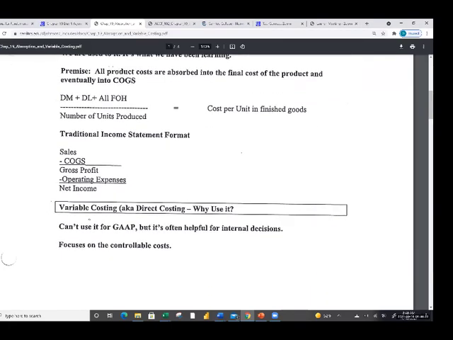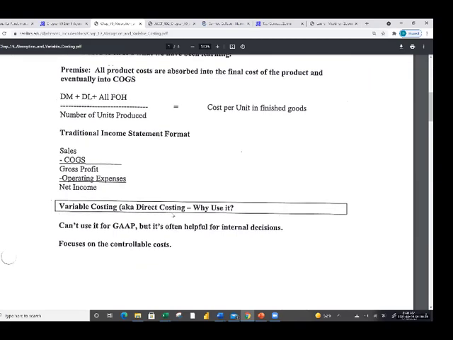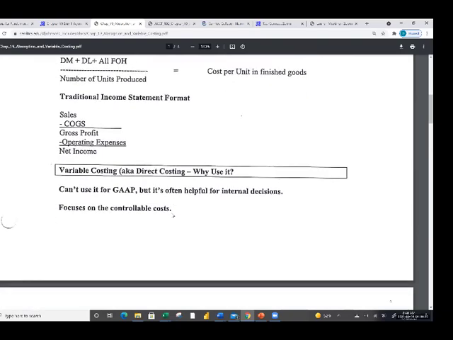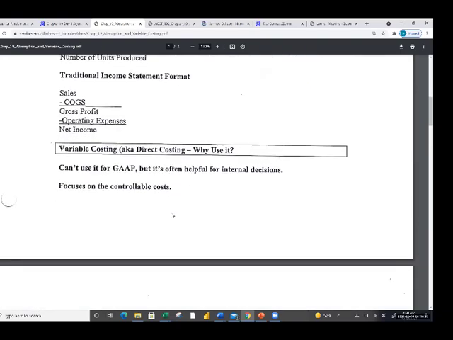So the new part is called variable costing. And again, I put in also known as direct costing. And although we can't use it to create our financial statements, it is helpful for internal decisions because it focuses on controllable costs, right? Controllable costs are the costs that we have the ability to control.